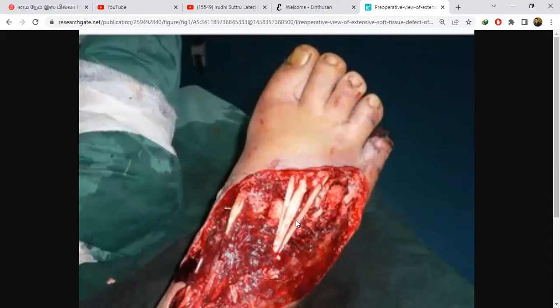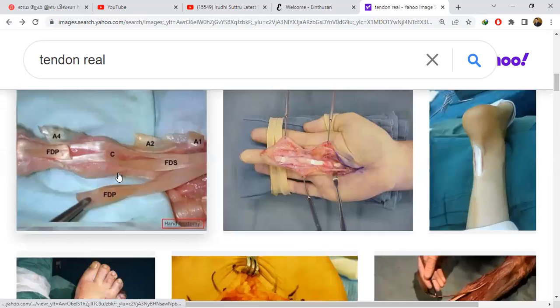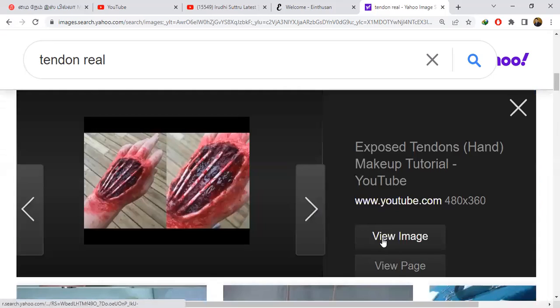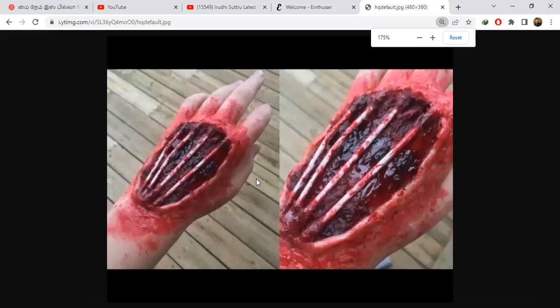If you hold one tendon with forceps and pull it, your finger will move. They are rope-like structures fixed to the muscles. Okay, these are models. They are not real.